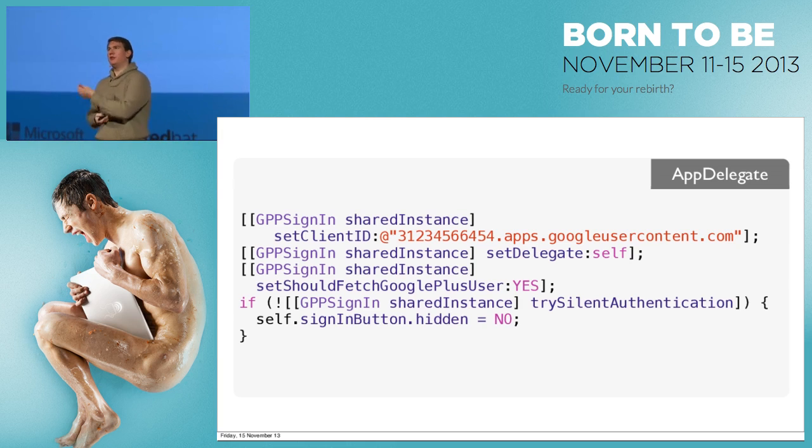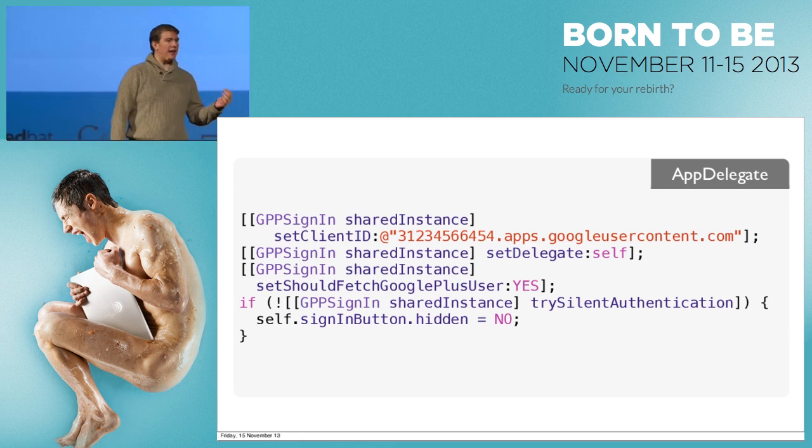Once we've done that, we can call the try-silent authentication method. The try-silent authentication method will return true or false, or yes or no, depending on whether there is a token stored in the keychain for that application. If no, the user is definitely signed out. If yes, they're probably signed in, but it could be that they've revoked access on Google+, or they've actually disconnected the token from the other side.